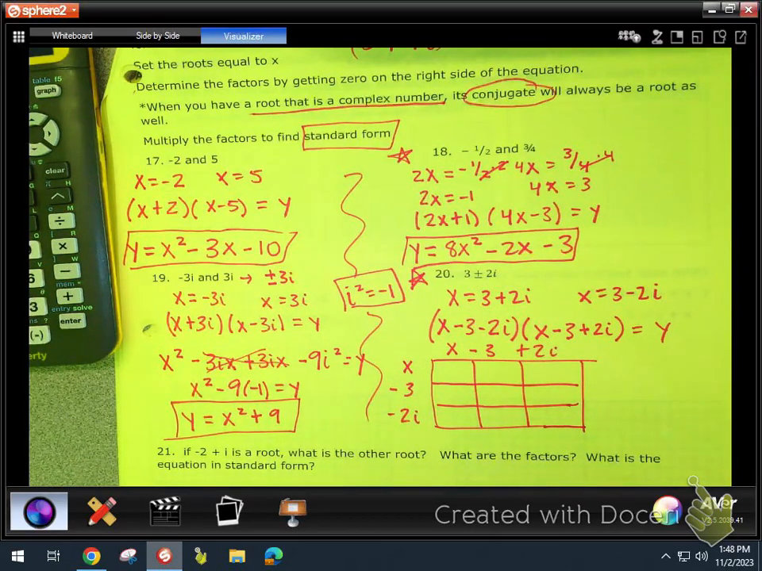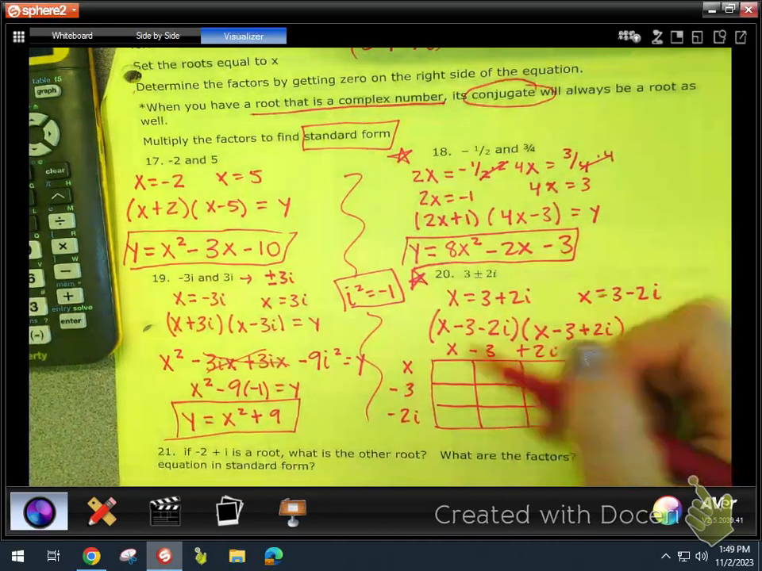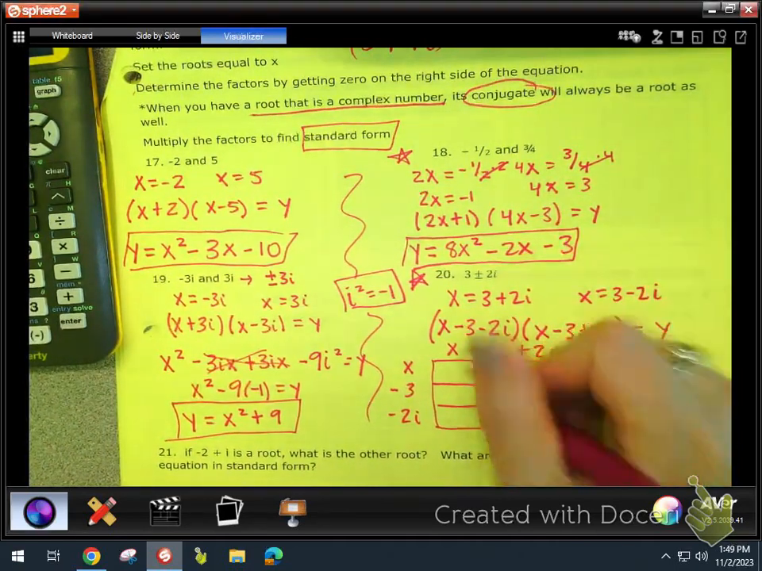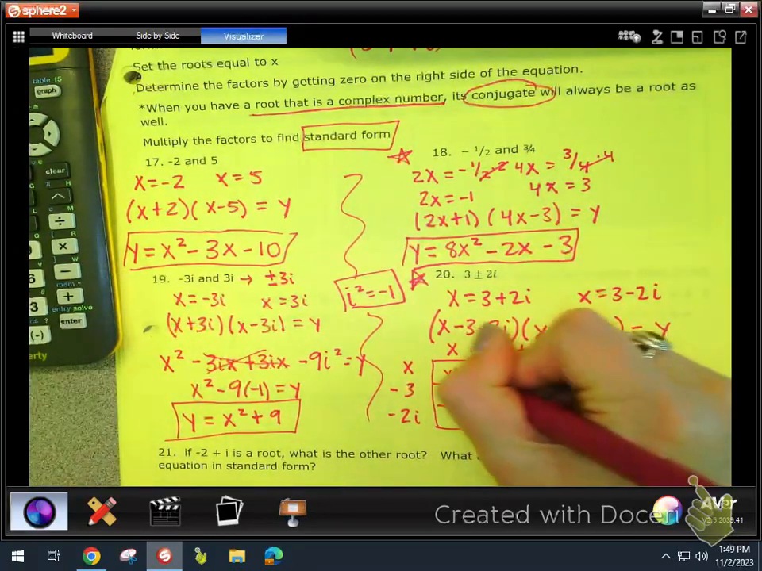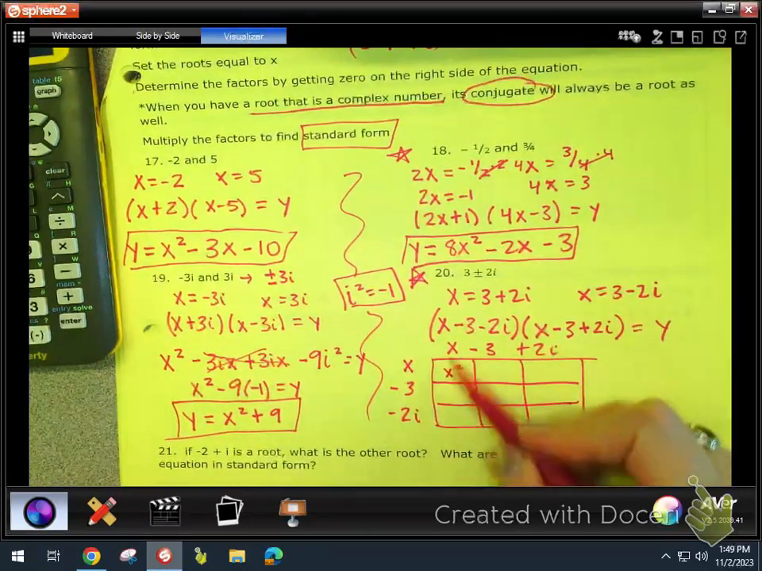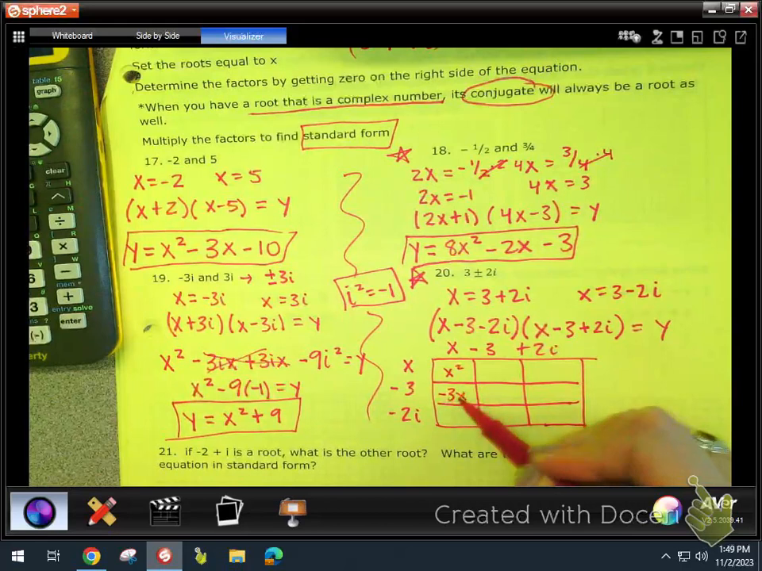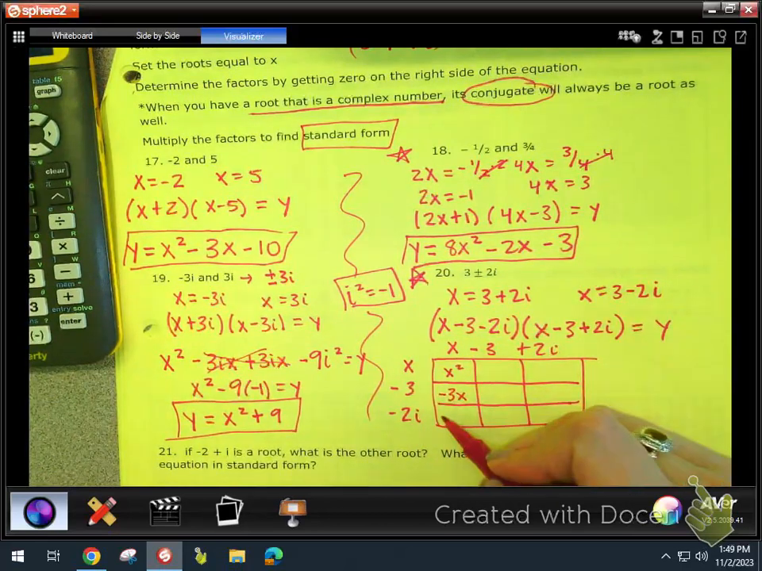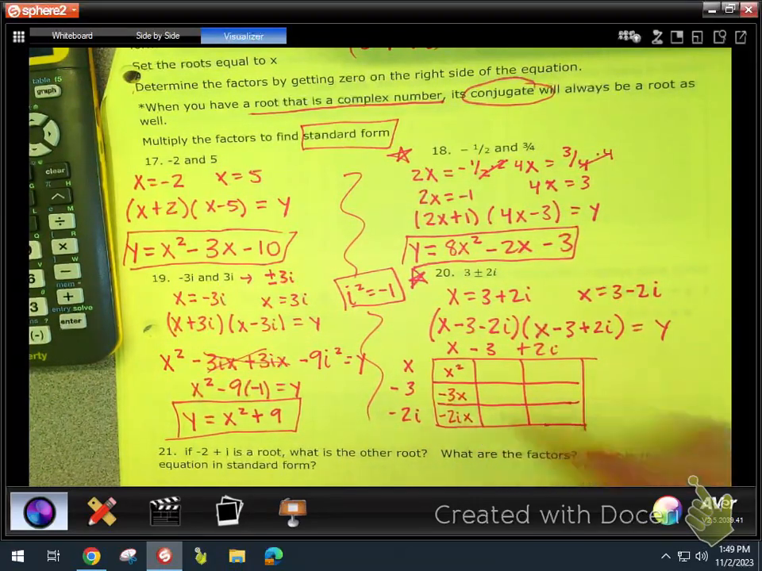It's going to get a little messy, but you're going to see a lot of things simplifying, canceling out, becoming 0. You're going to have some i squareds. It's all fun. So this first box, x times x is x squared. I'm going to move just through this first column. Negative 3 times x. Negative 2i times x. Ix, xi, they are the same. It doesn't really matter. Okay?